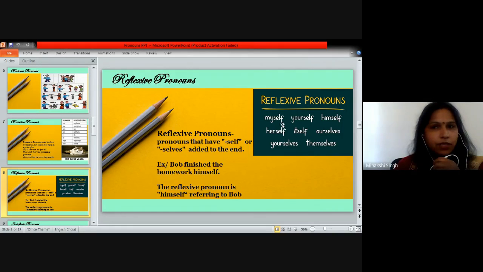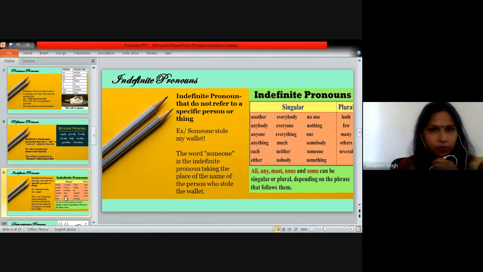You can say myself, yourself, himself, herself, itself, ourselves, yourselves, themselves. All the words have self or selves added to the end. So all these are examples of reflexive pronouns. Students, now we will talk about indefinite pronouns.